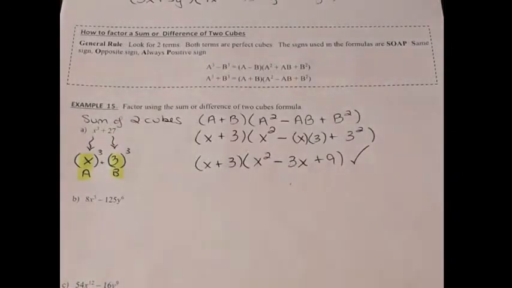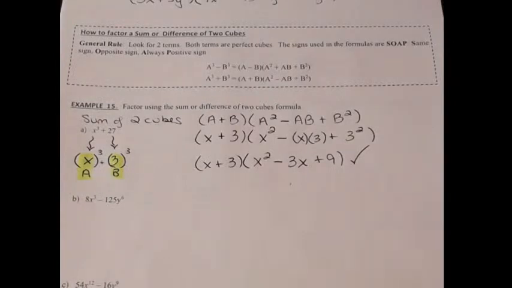You cannot factor further. That's literally the end of it. Okay? And that is how you factor the sum of two cubes. The formula is going to be super helpful, and then rewriting it so that you break down each term into its cube root, right? So the cube root of x to the third is x. The cube root of 27 is 3. So you always want to break it down.